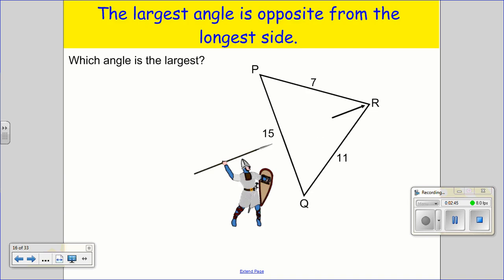The largest angle is opposite from the longest side. So on triangle PQR, which angle is the largest? That would be angle R because it's across from 15, which is the longest side.